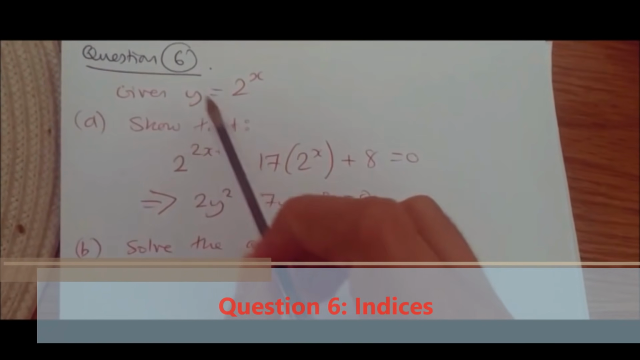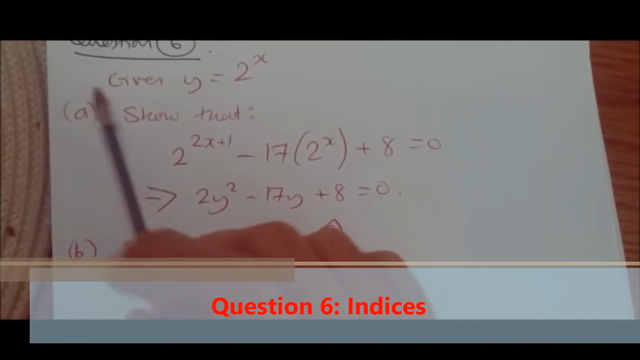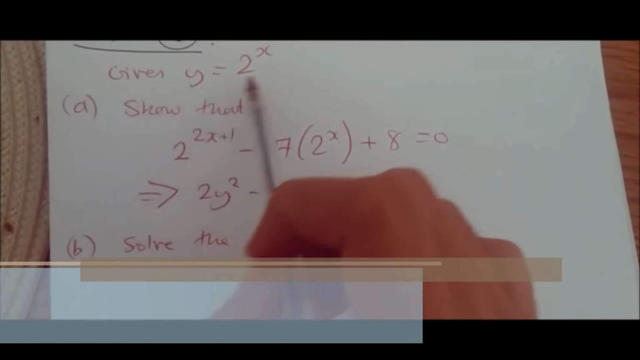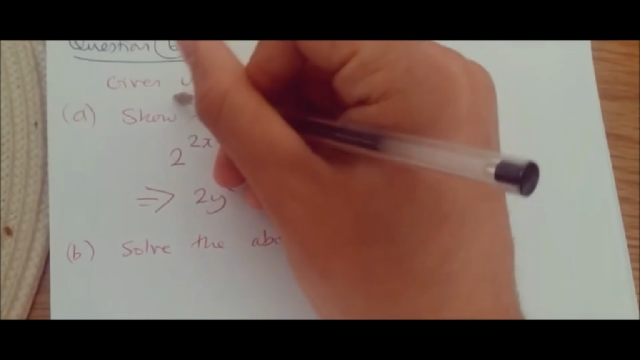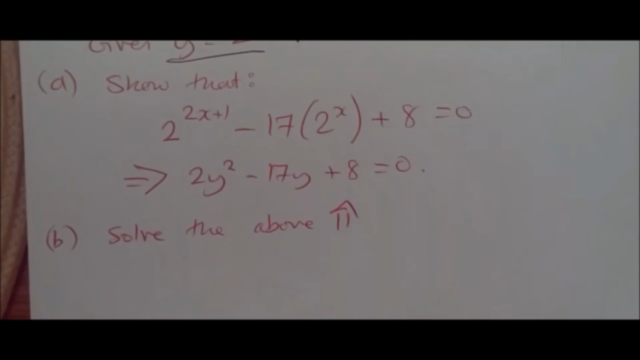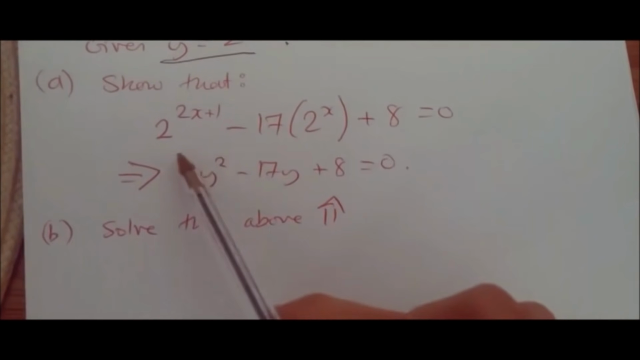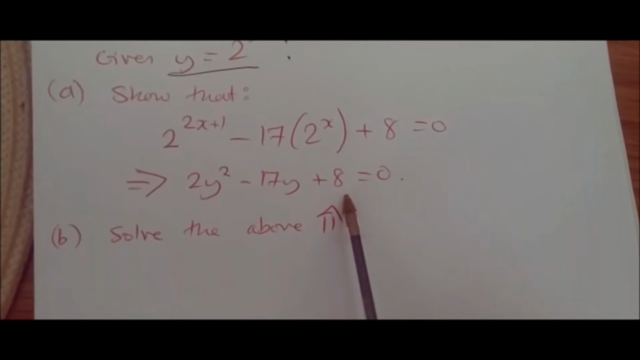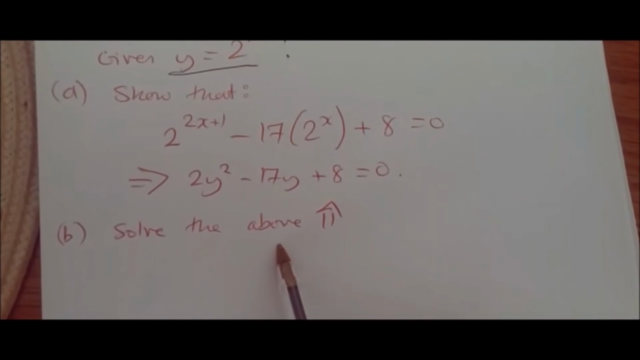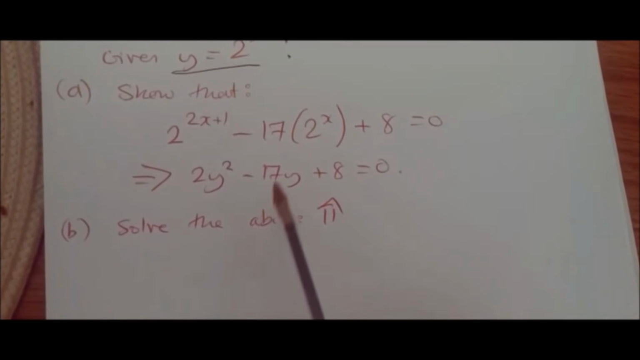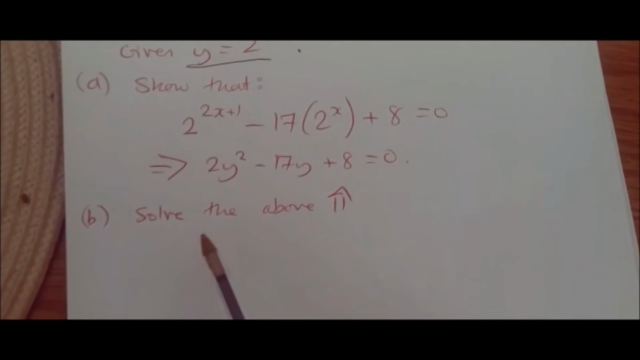Question 6. So here we're working with indices. And we're told that, given that y equals 2 to the power x, so take note of this, we need to show that this equation results in this one here. We're going to get to part B in a second, and then of course in part B we need to solve this one. So how do we do this?